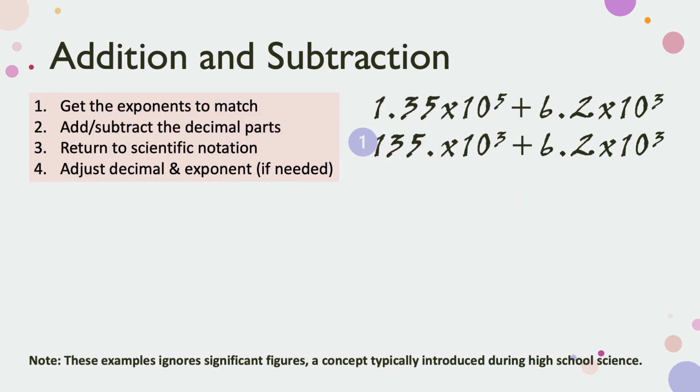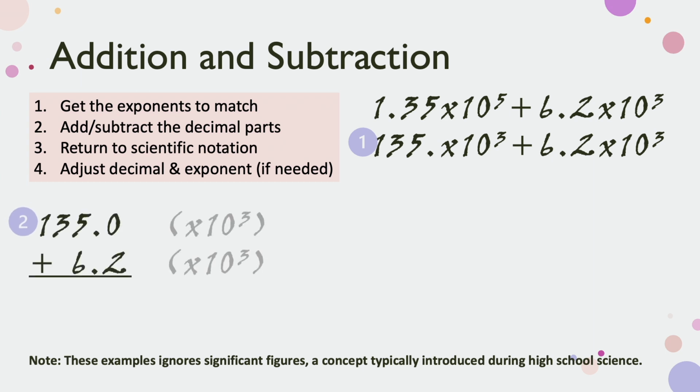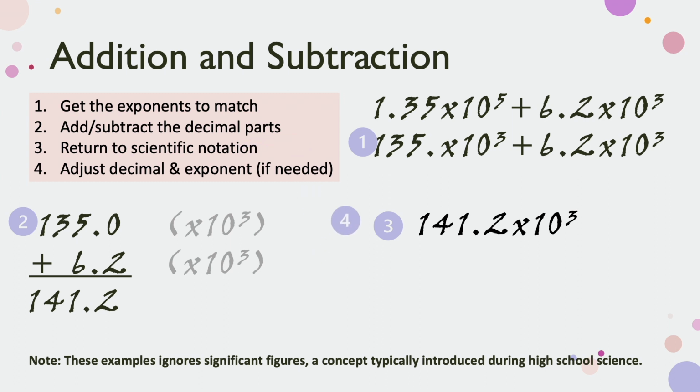Once you've made the exponents match in step 1, step 2 is to add or subtract the decimal terms. This is just basic addition like you learned in elementary school. Step 3 is to take your answer and pair it up with the exponent term again. Step 4 is to make adjustments, if necessary, to get into proper scientific notation.